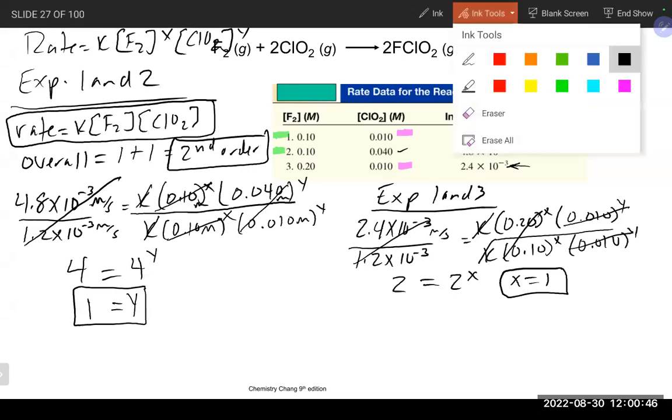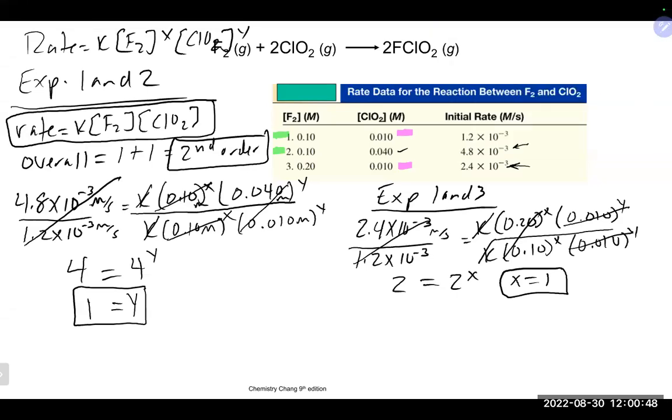At this point, once we have successfully found the actual orders for each of these reactants, we can now use our completed rate law to figure out the value of the rate constant. So if we take our rate law, which was rate equals K times F2 times ClO2, and solve for K, K would equal the rate divided by F2 and ClO2, right? So where can I get all these numbers? I can actually get them from the table.